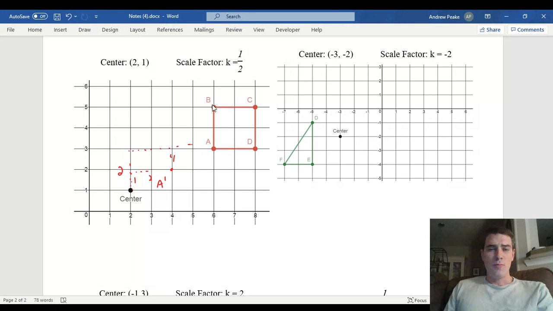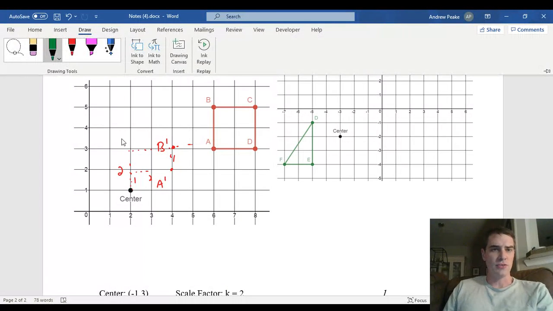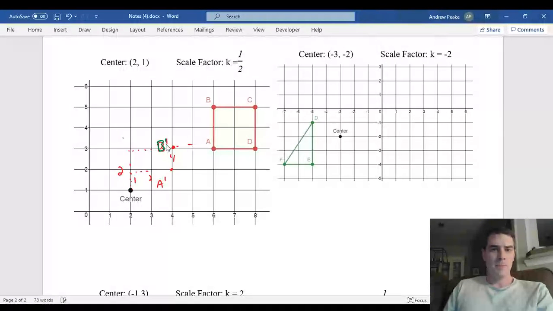Same thing with B, C, and D. For B, I'm going to go up 4, and then go over 4. So to go half and half, that'd be 2 and 2. So go up 2, over 2. So B prime would land right here. Maybe I'll go a different color so we can see this better. So B prime is right here. A prime is still where it was earlier. Same thing with C. So for C, I'm going to go up 4, but now I'm going over 4, 5, 6.